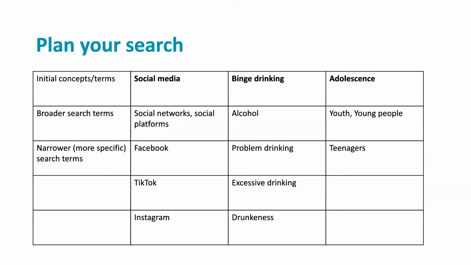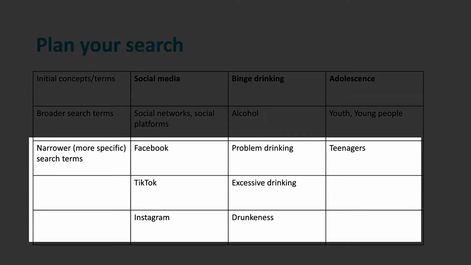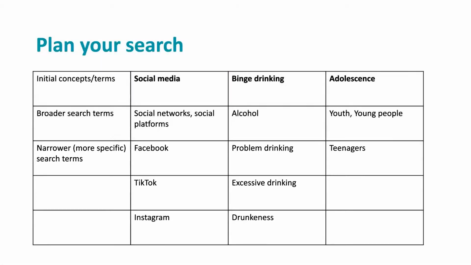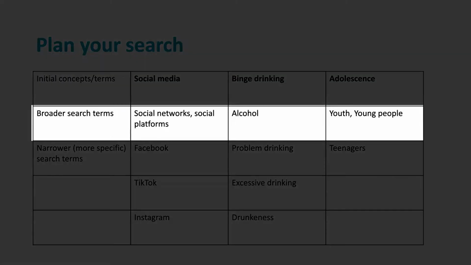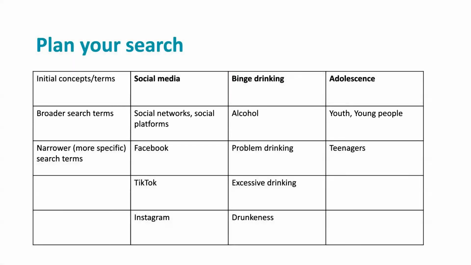Next, we can turn our concept map into a search plan. The specific terms are useful for a very focused search. For example, the term Facebook will find information specifically about Facebook. But if we can't find many articles with the specific terms, we can use broader terms to search.